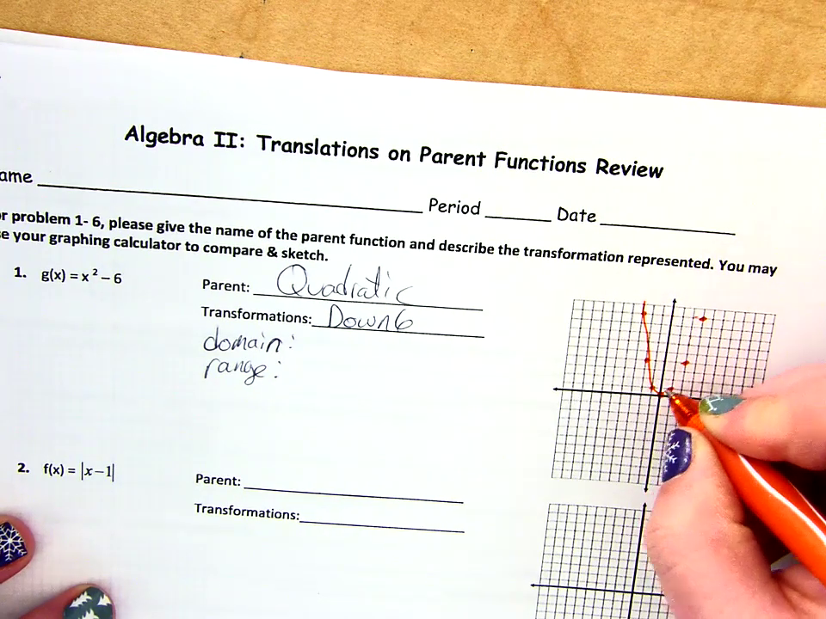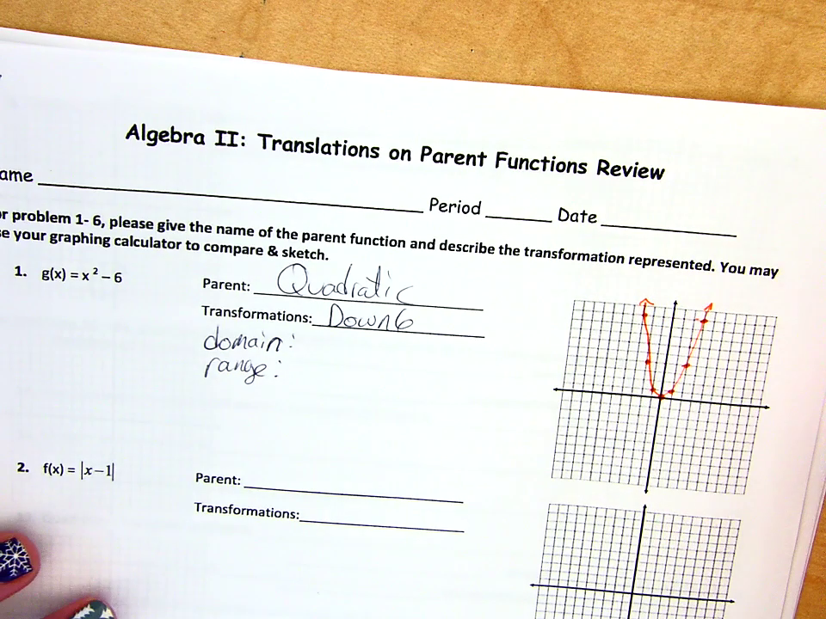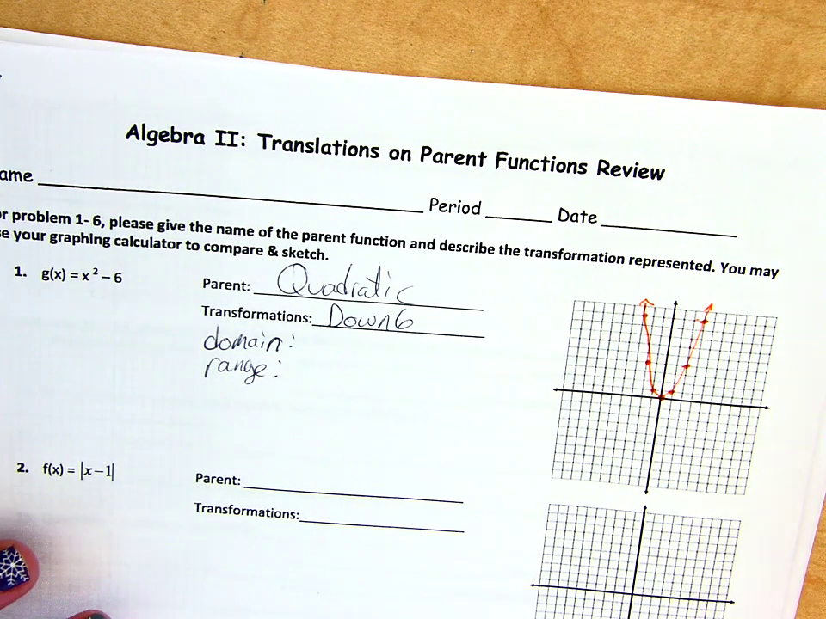So there's my parent function, and then to get the graph that they want, I just have to move everything down 6.